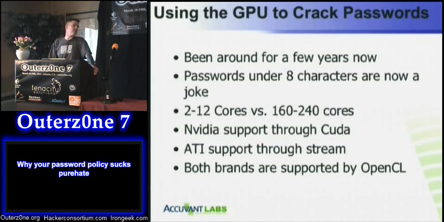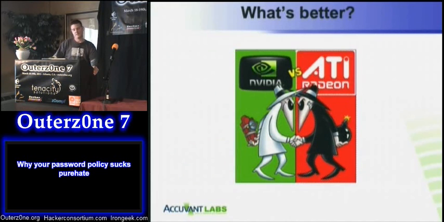So what's the best technology to use? NVIDIA has support through their CUDA architecture. I'm going to stay out of all political debates about what's better. ATI support is through Stream. Both of those are proprietary formats, so the open source community got together and developed a technology called OpenCL, which is open source and supports both architectures. I just like this picture.